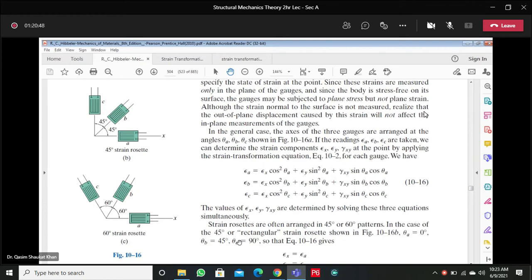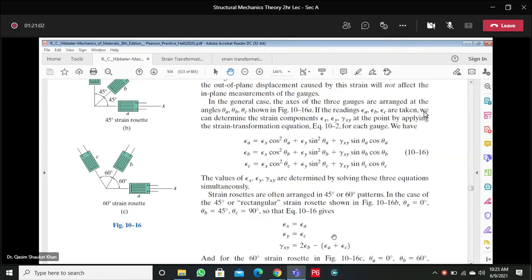Now the theta A, theta B, theta C values have been put in the equations in equation 10.16 and simplified. When you simplify, you get epsilon x is equal to epsilon A, epsilon y is equal to epsilon C, and gamma xy is equal to 2 times epsilon B minus epsilon A plus epsilon C. This is the simplified version by putting theta A 0, theta B 45, theta C 90 in equation 10.16.